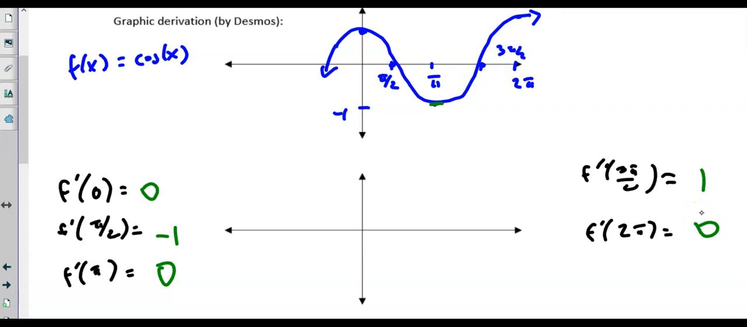So if we plot these values, we have 0, 0. We have pi over 2 and negative 1. Pi is 0. 3 pi over 2 is 1. And 2 pi is 0. This is a 1 and this is a negative 1. Well, that looks like sine of x.